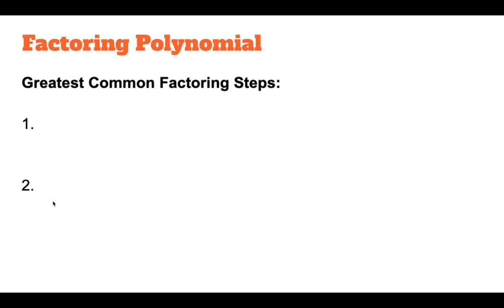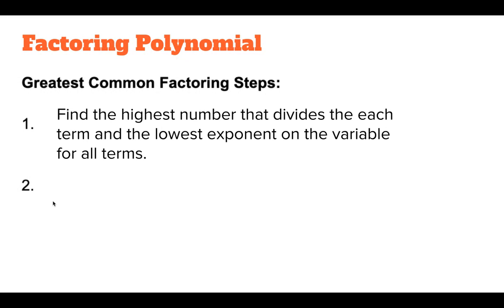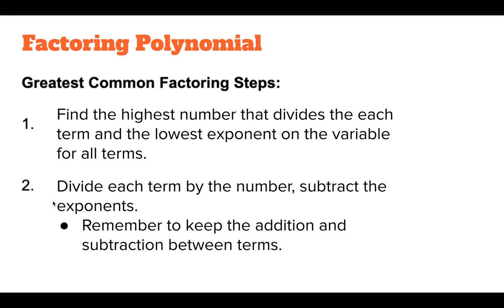So there are two steps to factoring polynomials with the greatest common factor. The first step is you find the highest number that divides each term, and that's called the greatest common factor, and the lowest exponent on the variables for all the terms. The second step is to divide each term by the number and then subtract the exponents, and remember to keep the terms separate with the addition or subtraction between the terms.